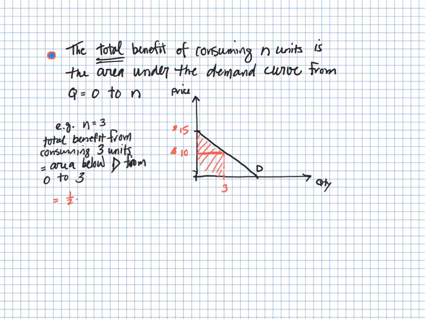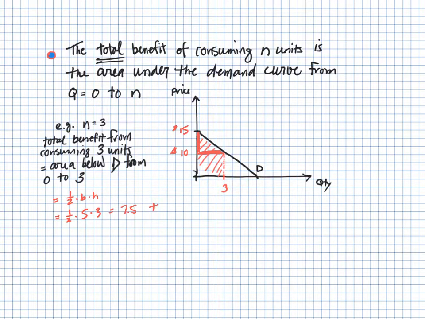So remember, the area of the triangle is 1/2 times the base times the height of the triangle. The height of the triangle goes from 10 to 15 right here. So the height is 5. The base goes from 0 to 3. So 1/2 times 5 times 3 is going to give us 7.5. 15 divided by 2.